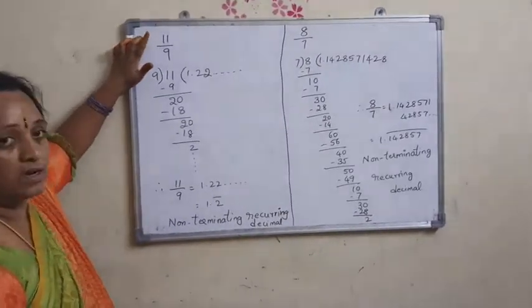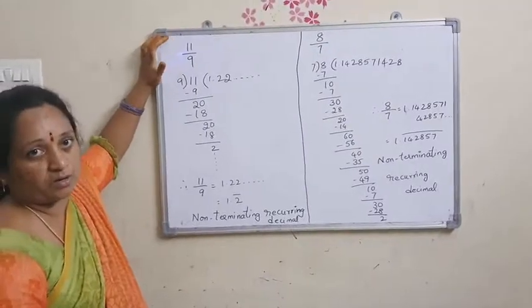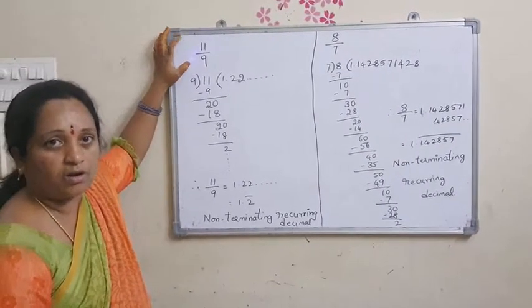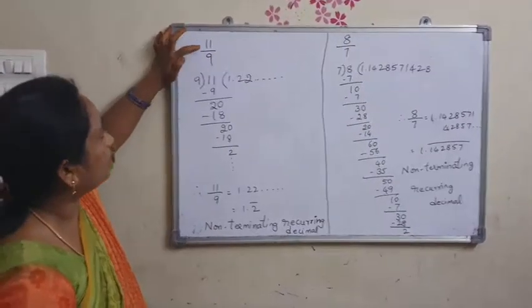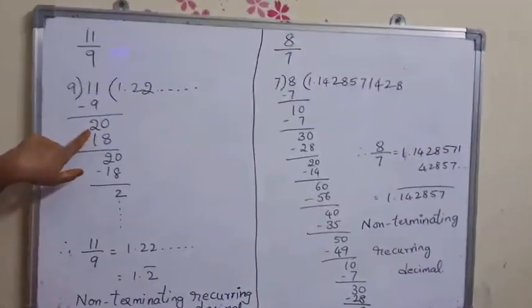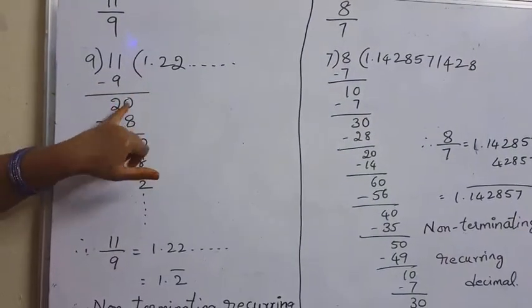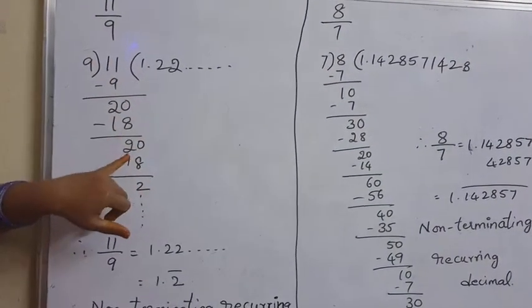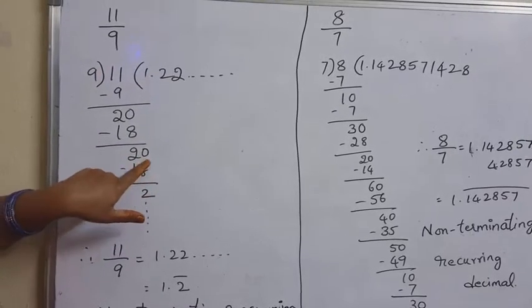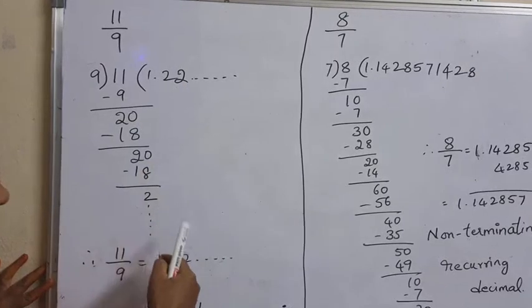Now let us see a few more examples. Another example is 11 by 9. Here we will say whether this is terminating or non-terminating, recurring or non-recurring. Now you have to divide 11 by 9. 9 ones are 9. After subtraction you get 2. After putting a decimal and a 0 you get 20. So 9 2s are 18. Again 2 is the balance, so again you take 2 times. Again 2 remains.